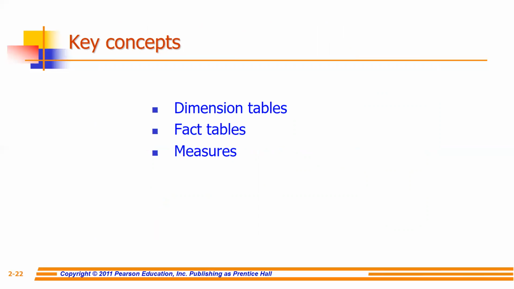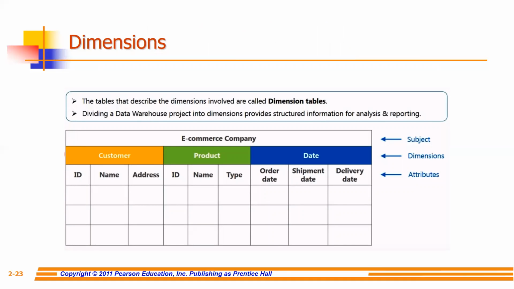Dimension table, fact table, and measures. These are the three important characteristics of our data in our data warehouse when the cubes are generated. Dimensions are what? The date dimension, the product dimension, the customer dimension. These are the different dimensions. In a three-dimensional system: the date, product, and the customer. And this is an e-commerce company. The subject is the e-commerce company, and different attributes are there, meaning the delivery date, the shipment date, the order date, the product ID, the customer ID, the name of the customer, the address of the customer, the product name, the product type. So these are the different attributes.